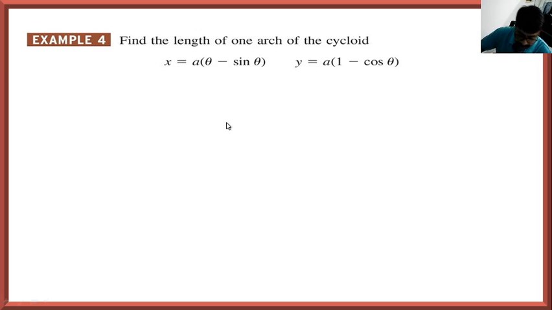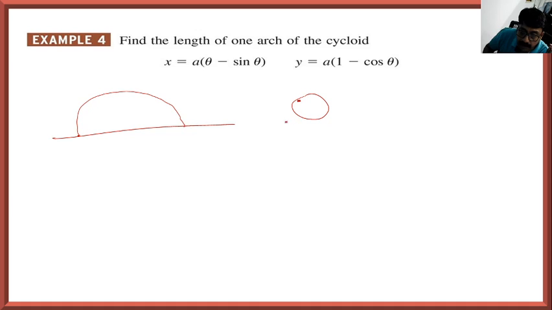Now we take an example. Suppose we have a cycloid and we have to find the length of one arch. Now a cycloid is obtained by revolving a circle of some radius, fixing a point on the wheel. It's like a circle. Suppose we have a circle with a fixed point. When it is moving on the line, we will get a cycloid. And when this circle rotates completely once, we get one arch.